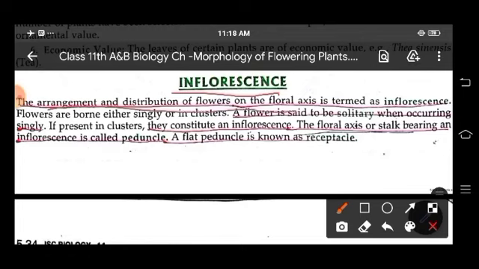Flowers may be borne singly or sometimes they are found in clusters. So a flower is said to be solitary when it occurs singly, and if they are present in clusters, they form an inflorescence. The floral axis or the stalk on which the inflorescence is there is called the peduncle. A flat peduncle is known as receptacle.